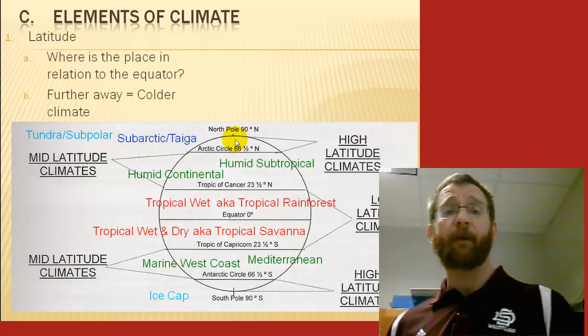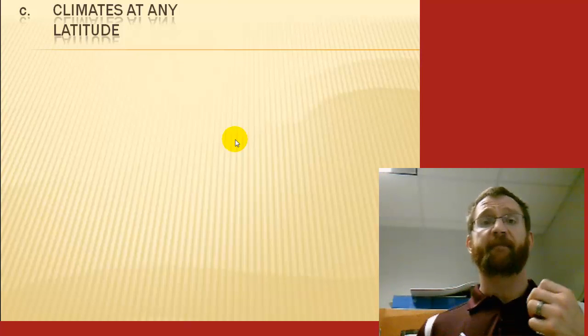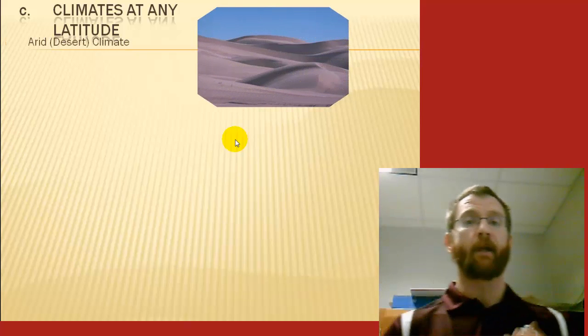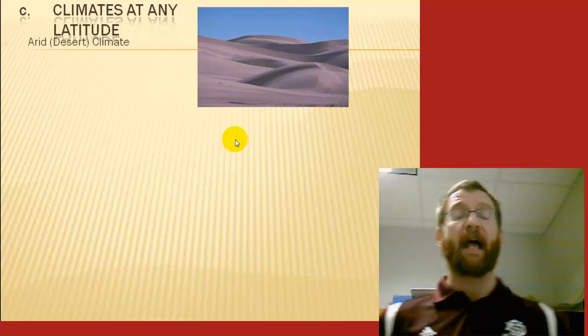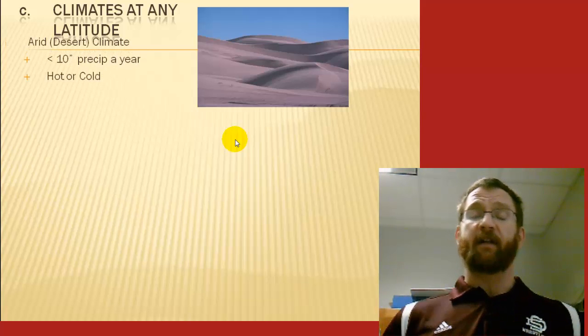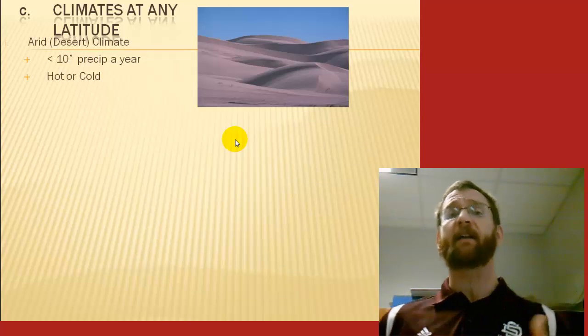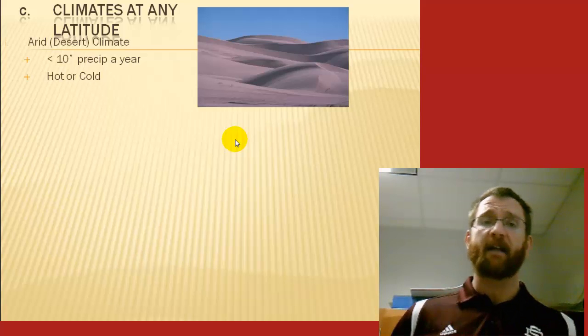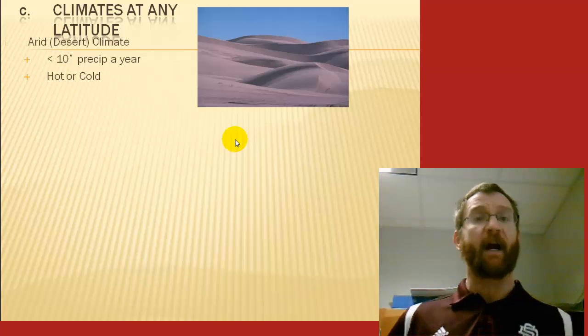And now there are a couple of climates that exist at any latitude that we're going to talk about. So two climates that exist at any latitude, regardless of where they are: arid or desert climate. Arid or desert climate gets less than 10 inches of rain a year. It can be either hot or cold. Don't stick in your brain that deserts are always hot. They can also be very cold.